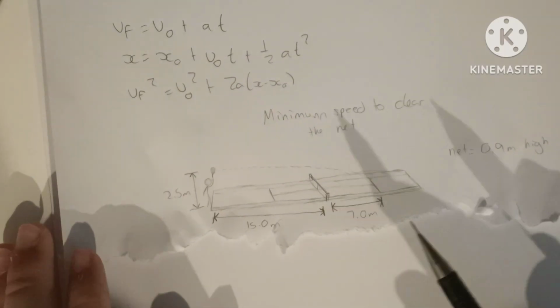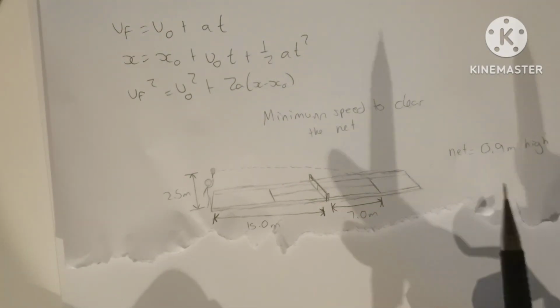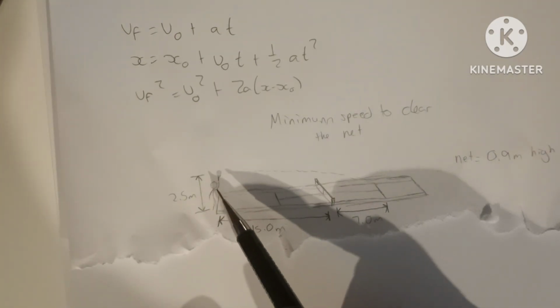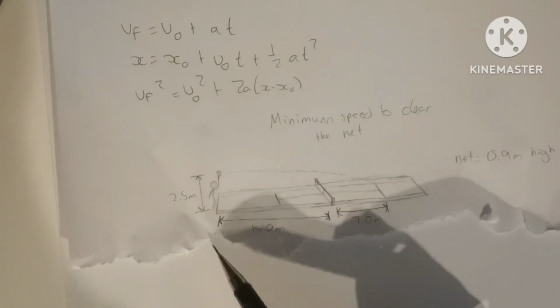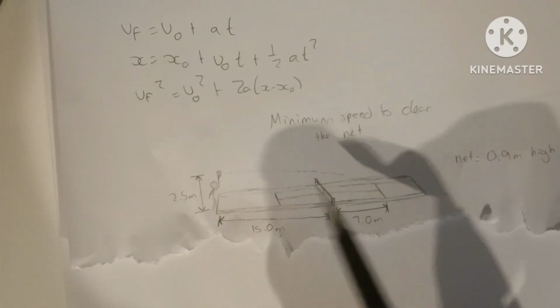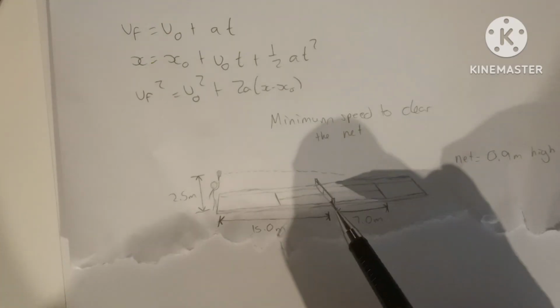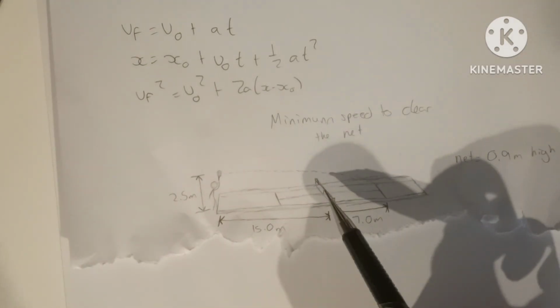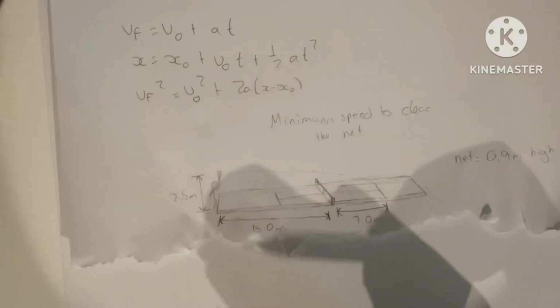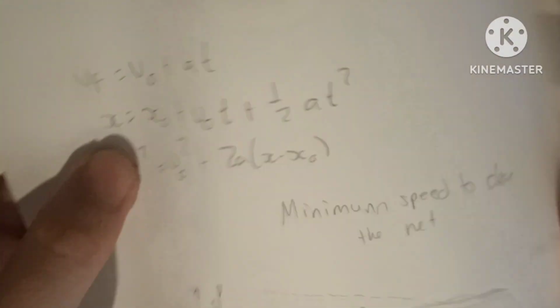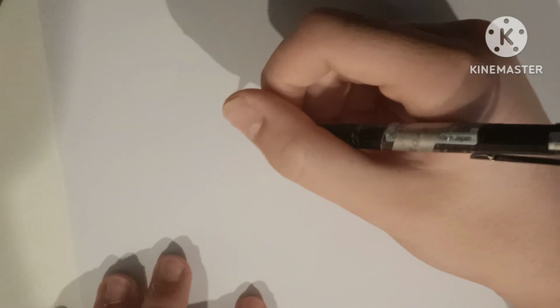So this question here is asking for the minimum speed needed for the tennis ball to clear the net. So the tennis player is hitting a ball and it's going 15 meters across, slowly going down, and it needs to clear a net that's 0.9 meters high. This is the minimum, so it just needs to clear it. It can be touching it. This was just the example and the diagram, but now we'll move on to the working out.